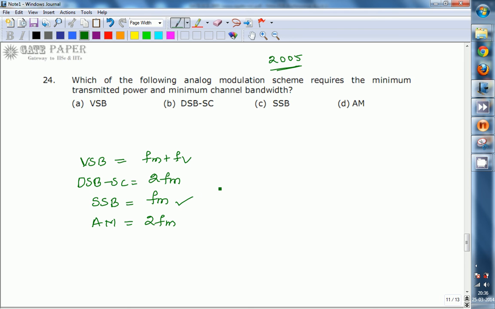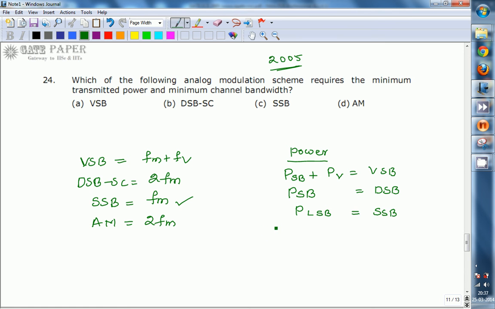Now coming to the power. Here, the power required for the VSB is the power required for one of the sidebands, PSB, plus the power required for the vestige, Pv, that is the vestigial sideband power, and we have to transmit two bands. And for the double sideband suppressed carrier, the total sideband power consists of two sidebands, double the single sideband power, that is 2PSB is required. So if we observe this, only either LSB or USB power is enough, that is for SSB.